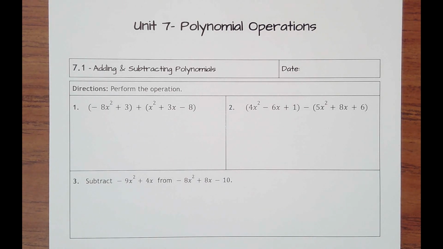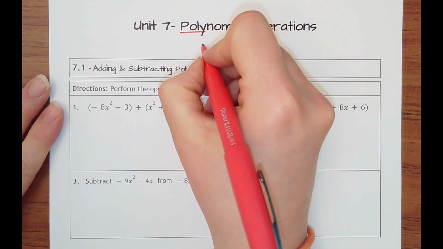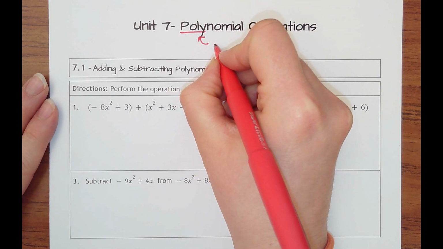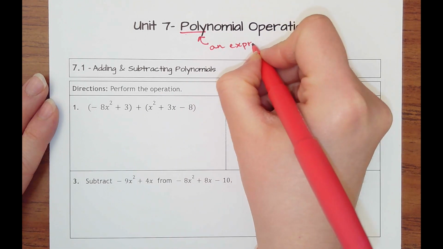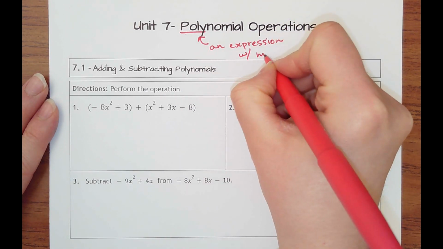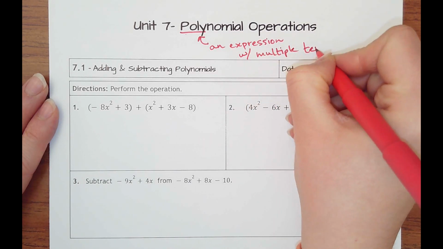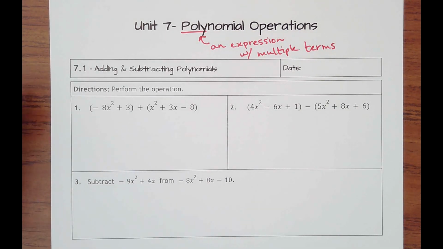Unit 7 is going to be about polynomial operations. Think of the word polynomial has the prefix poly. That's going to be, in math terms, an expression with multiple terms. And so when we're doing operations with them, this unit's going to be learning how to add them, subtract them, multiply them, divide them, that kind of thing.